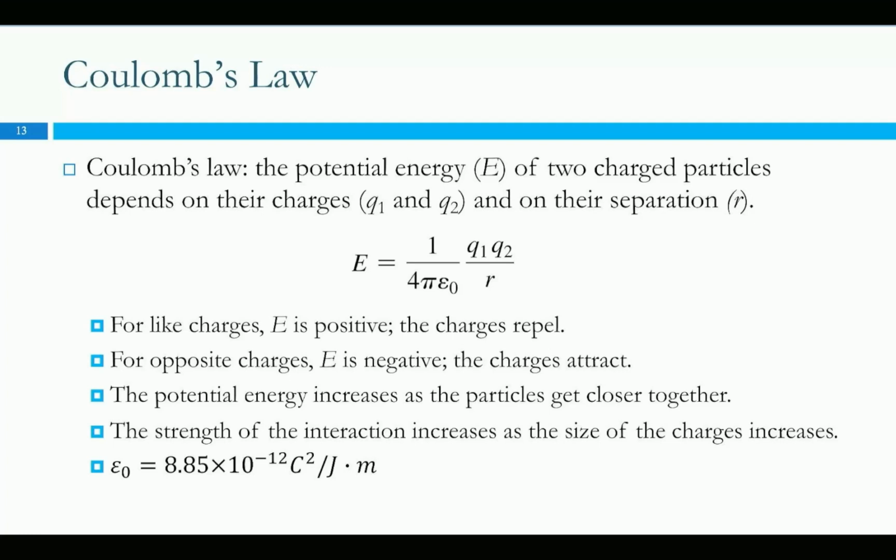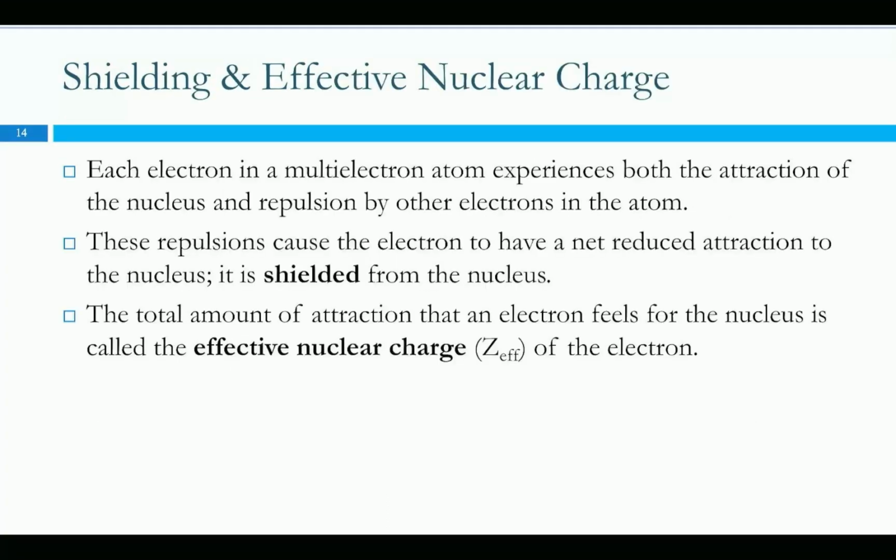The nucleus attracts the electrons. The reason this is important is because of shielding and effective nuclear charge, which we barely touched on in the electron configurations, but it's the second one here. We'll come back to electron configurations, actually.